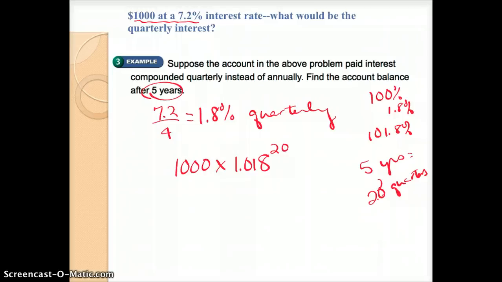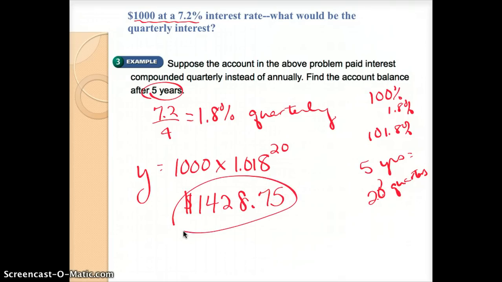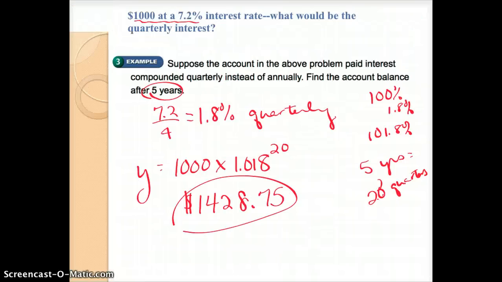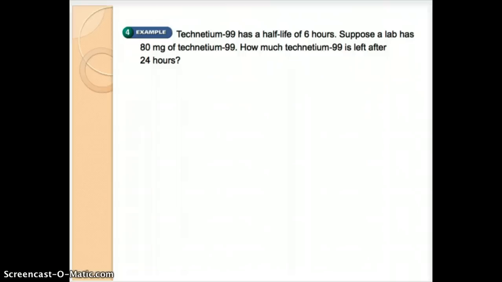Often it just makes a slight difference, but it looks like at this stage, if this is y, my amount of money, and I fill out that equation, I get $1,428.75. So if I compare that to the earlier slide where I got $1,415.71, I would rather have them compound it quarterly because I'm going to make about $13 more. Okay, so the more often they refresh your interest rate, the better, because then you keep getting paid more on the interest. All right, so here we go.